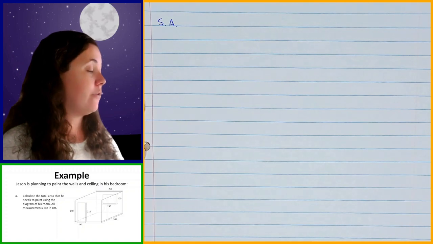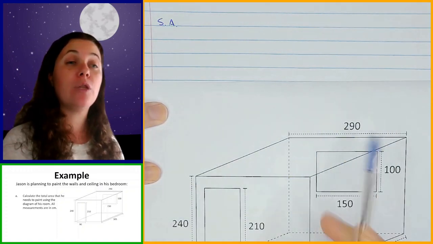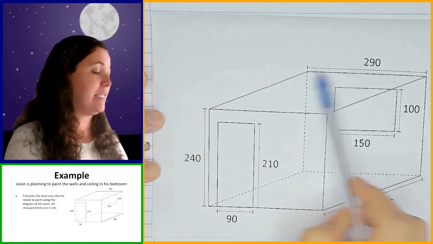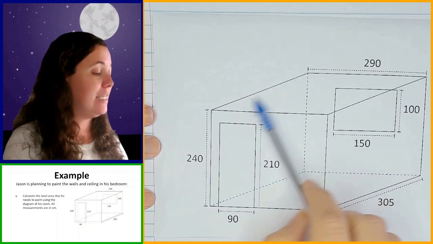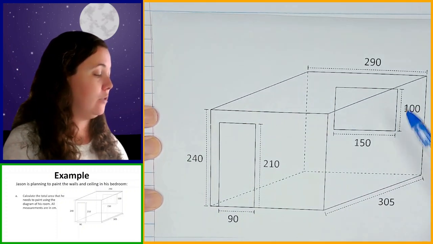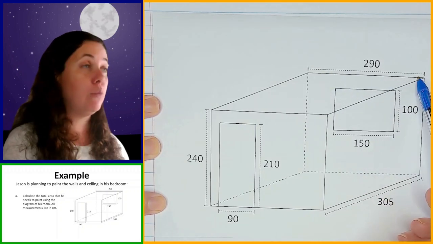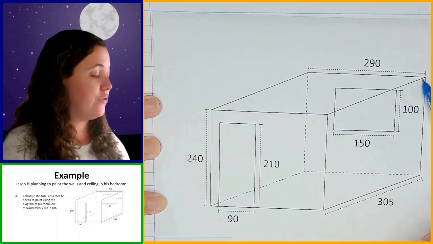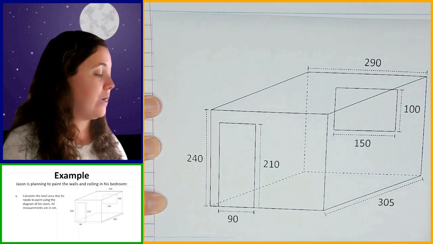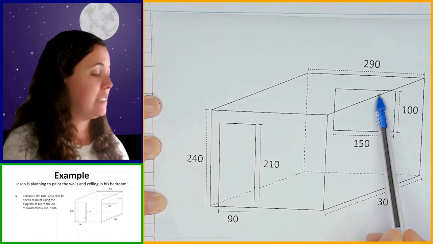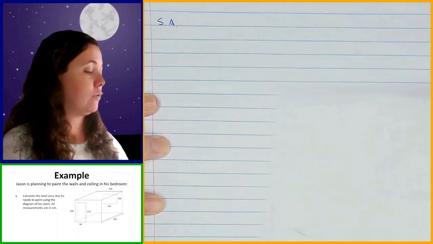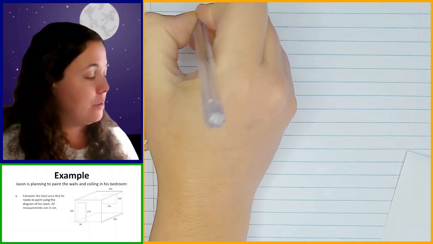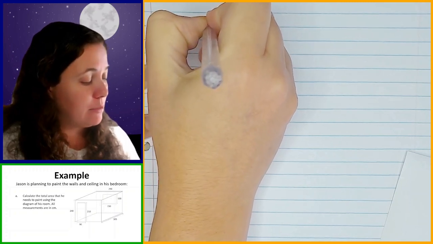Okay, so if we work out first the ceiling, now remember, we're not doing the floor, so we're just going to do one of these rectangles. Now, even though it looks like it's not a rectangle, it's just because it's flat. So this is a rectangle over here. We're working out the area of this rectangle. We've been told this measurement is 290, and we were told all the measurements are in centimeters. So this is 290 centimeters. And this measurement isn't over there, and it's not over there, but it is over here. So that's 305. So this rectangle is 290 by 305 centimeters. So that is the first one I'm going to do. That's going to be for the ceiling, length times breadth of the ceiling.